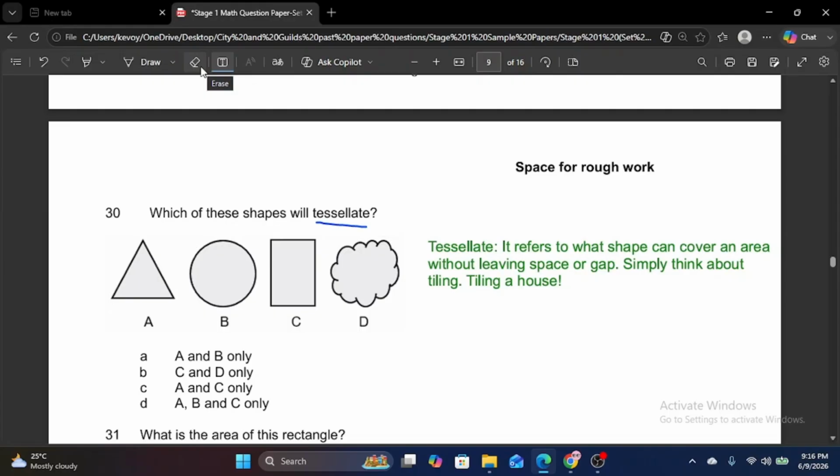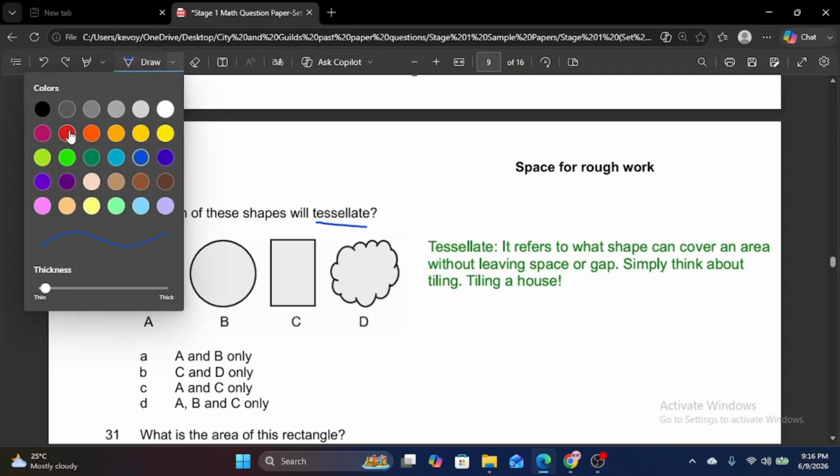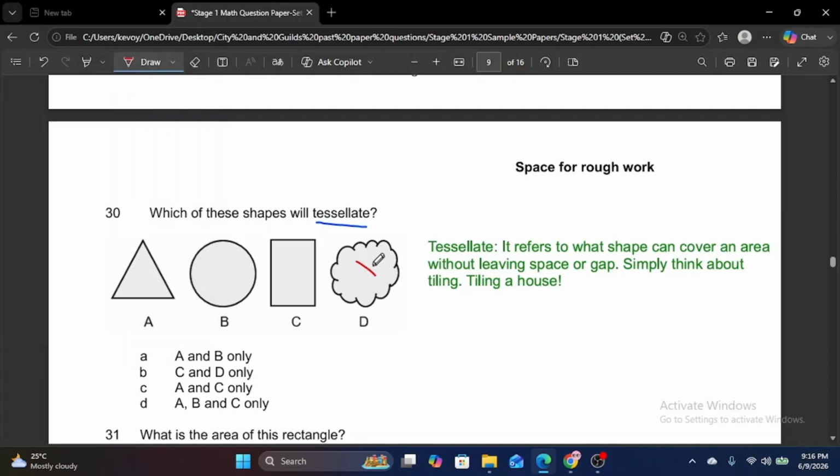So looking at these four shapes right here, I would not consider this shape. Imagine buying a tile that looks like this. You're going to have gaps. Imagine tiling your house or the ground with circular tiles. You're definitely going to have gaps, because think about it like this.